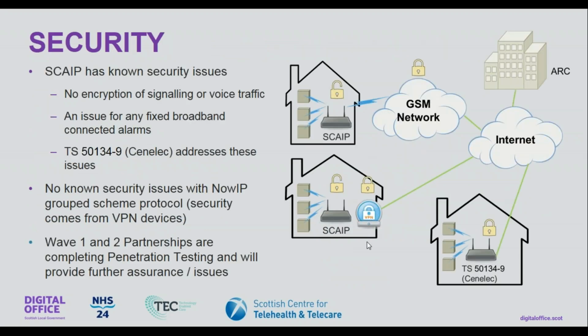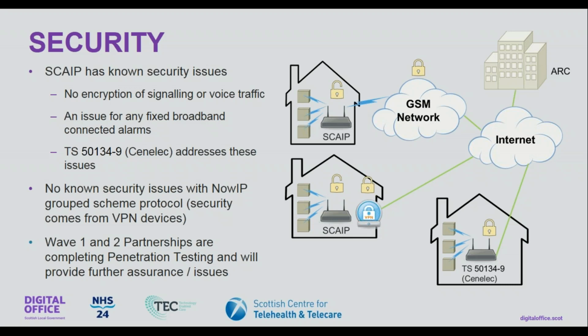So just looking at security first, and I think the main thing to note is that there are known security issues with the SCAIP standard. So this is the Swedish standard, in that it doesn't offer any encryption of the signaling traffic or the voice traffic. The signaling traffic at the moment is not highly sensitive in that it's mostly anonymized in terms of it's transmitting device IDs rather than user names and things like that. But voice traffic will in time start to be carried digitally as well, and obviously that's a lot more sensitive and something that you would want to be encrypted.